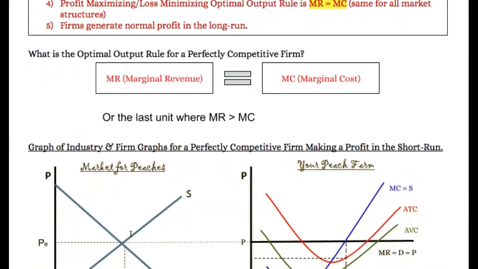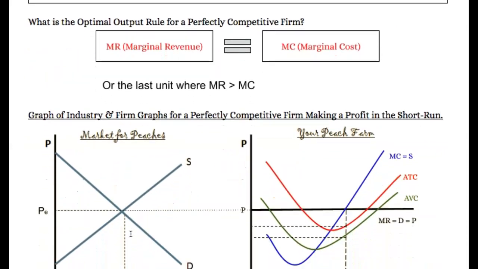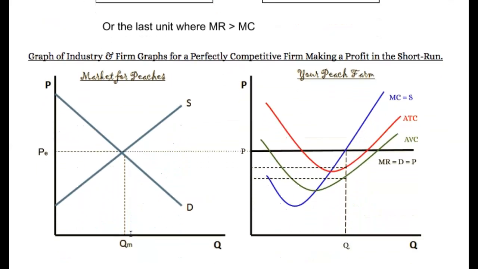Again, key thing to always remember, what is the optimal output rule for a perfectly competitive firm? It is MR equals MC. Or the last unit where marginal revenue is greater than marginal cost. Don't get hung up on it equaling; just know it's where MR equals MC, or the last unit where your marginal revenue, your MR, is greater than MC. That's where a firm is going to make the most profit, or if it's making a loss, the least loss. So that's why we often refer to this as the profit maximizing or loss minimizing optimal level of output.